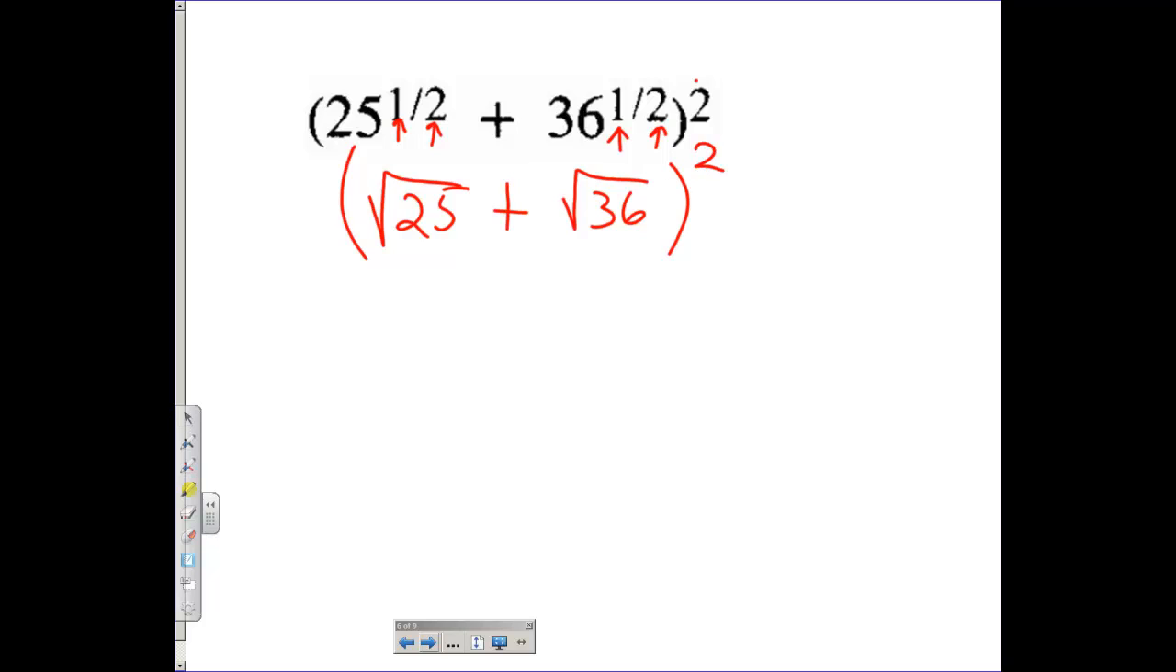Now use your calculator and find out what the square root of 25 is, which is 5. And the square root of 36 is 6.